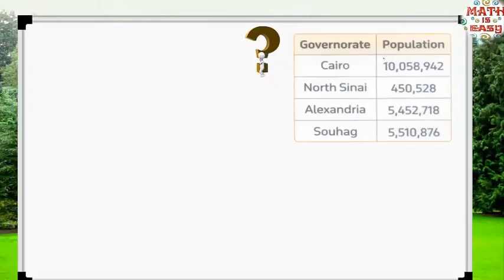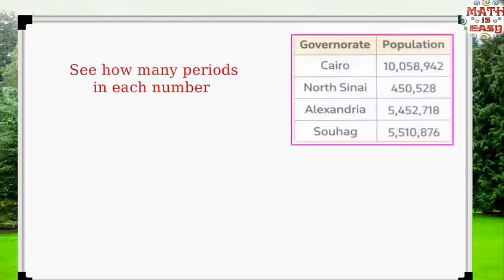Before you start to order numbers, you should look at the numbers and see how many periods are in each number. The number that has 2 periods only is the smallest number, and the number that has 3 periods is the biggest number. We have 3 numbers with 3 periods. You should see how many periods are in each number.